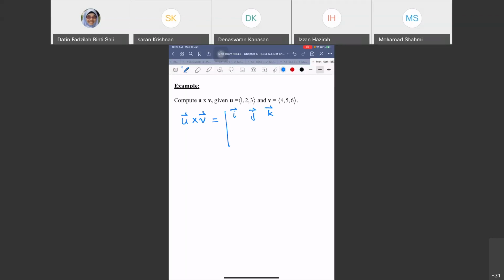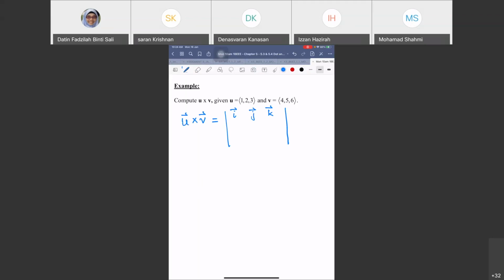That's the first row, and then the second row will be the components for vector U. If we say V cross U, then the second row will be the components for V, and the last row will be the components for U. So it depends on what cross what. In this case, for this example, it will be U cross V.